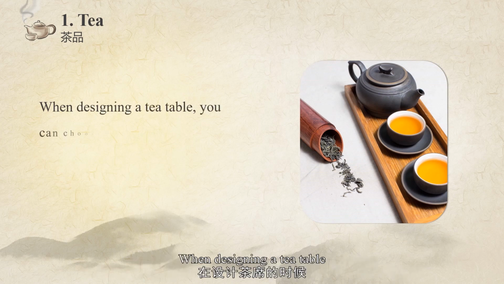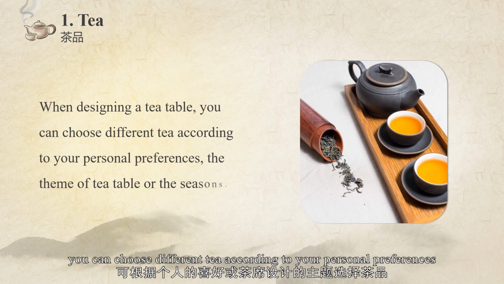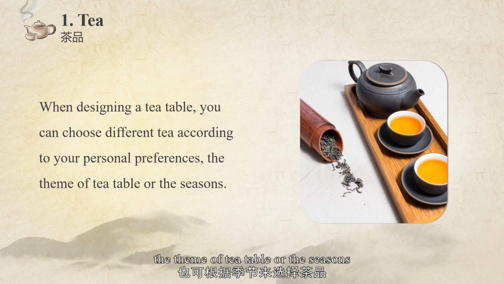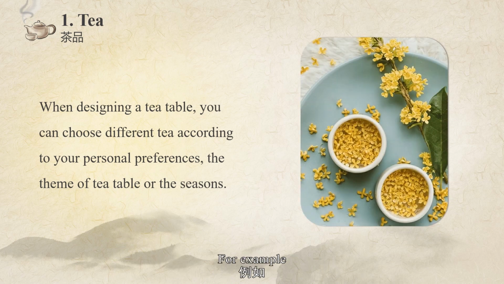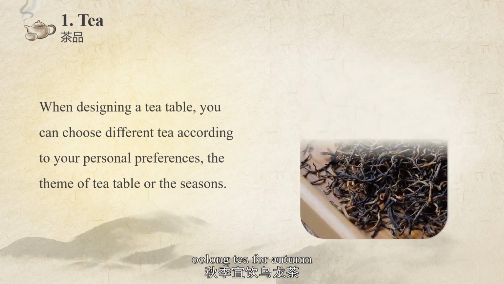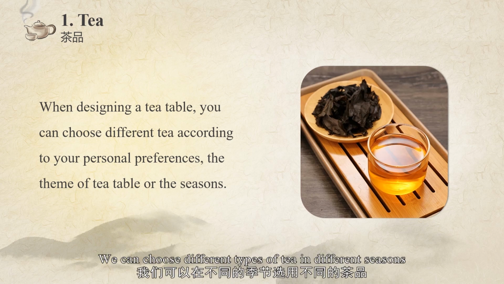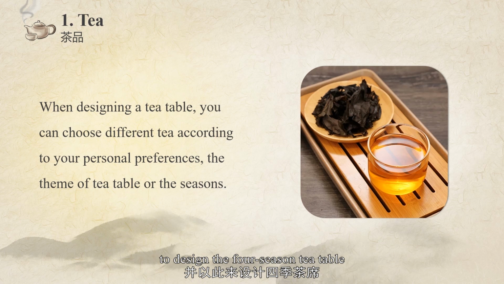When designing a tea table, you can choose different tea according to your personal preferences, the theme of the tea table, or the seasons. For example, scented tea for spring, green tea for summer, oolong tea for autumn, black tea and dark tea for winter. We can choose different types of tea in different seasons to decide the four-season tea table.